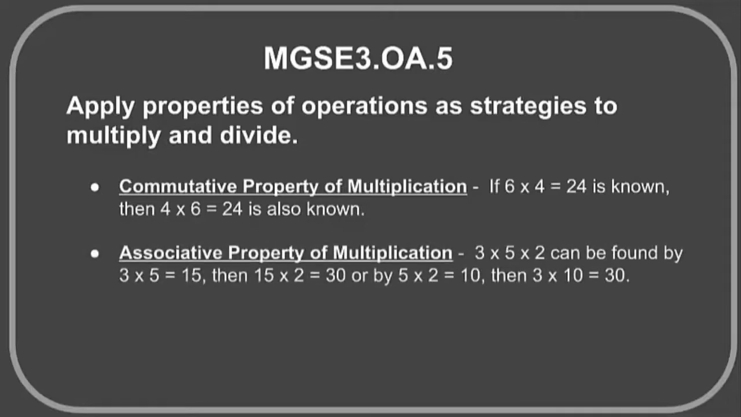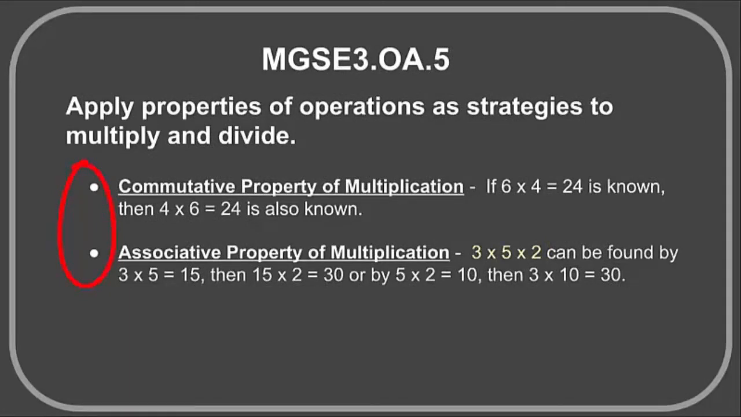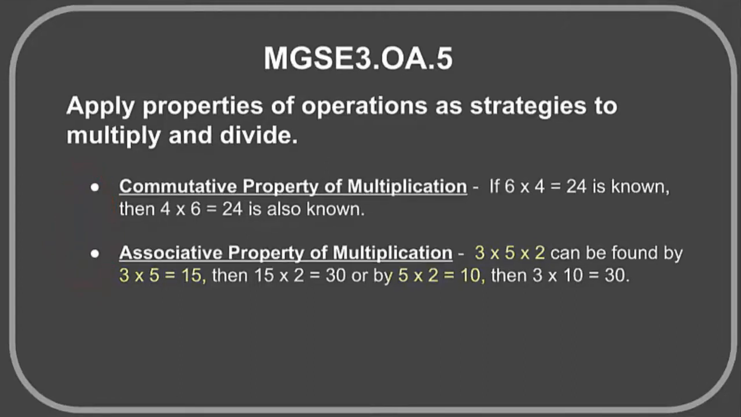Students will also develop an understanding of the associative property of multiplication. 3 times 5 times 2 can be found by grouping 3 times 5 to get 15, and then multiplying 15 times 2 to get 30. Students can also change the grouping to multiply 5 times 2 first to get 10, and then 3 times 10 equals 30. As students use their knowledge of the commutative property to change the order of the factors, the groupings can be modified to make multiplying easier.